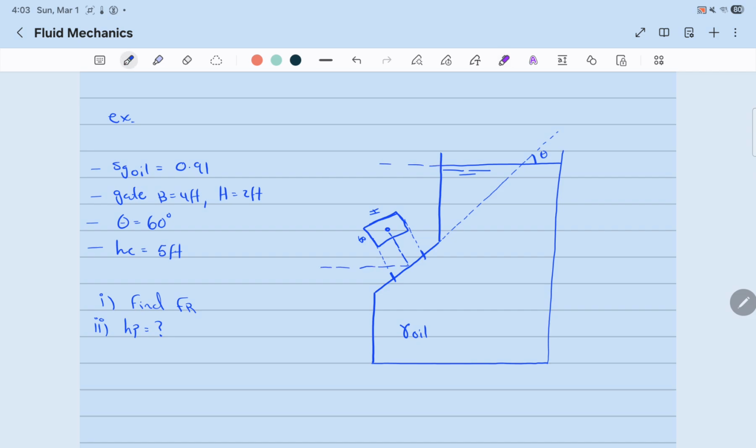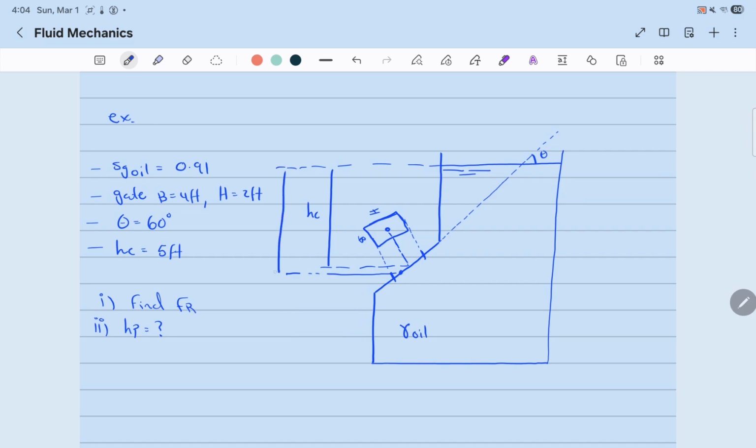This here is HC, which is the depth from the level of the surface to the centroid of the gate, the submerged surface. This here is the angle of inclination. We already have it labeled. The dimensions is pretty clear. We don't need to label that. What we do need to find though is the HP, which is the depth of where the let me just make this dashed lines. It doesn't matter.